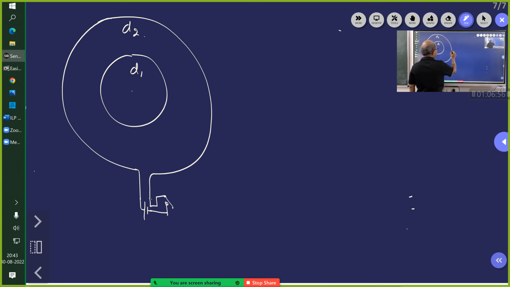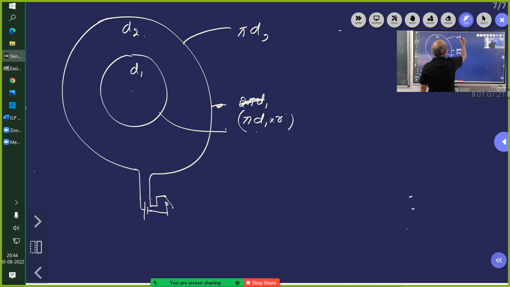So what will be the resistance of this? The resistance of this will be pi d1, the length, into the resistance per unit length r. Of this one, not this one. And this one will be pi d2 r, the resistance of this.